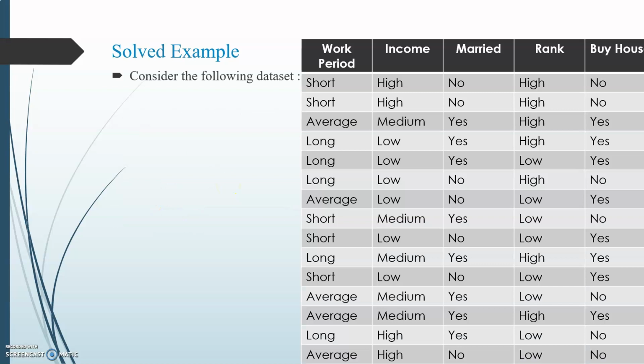So let us solve one example. Consider the following data set. In this data set, the attributes are work period having values short, average and long; income having values high, medium and low; married attribute having no and yes values; rank having high and low values; and the target attribute is buy house, which has yes and no values.